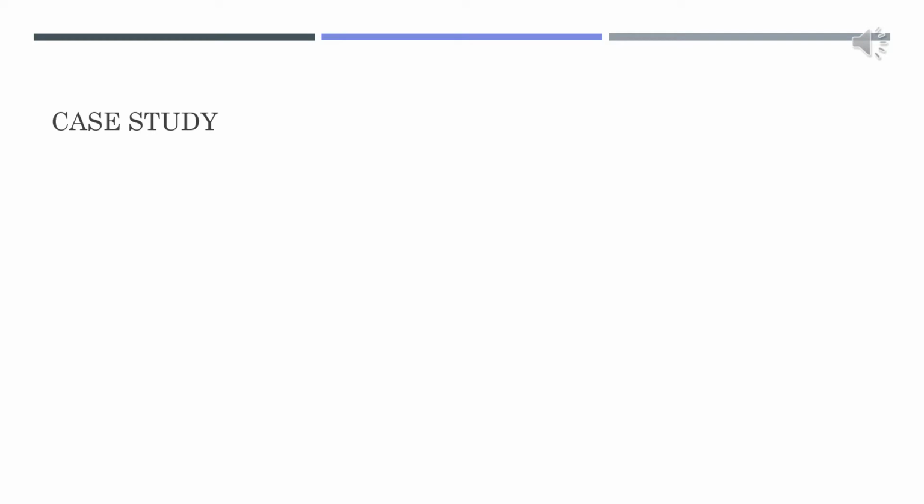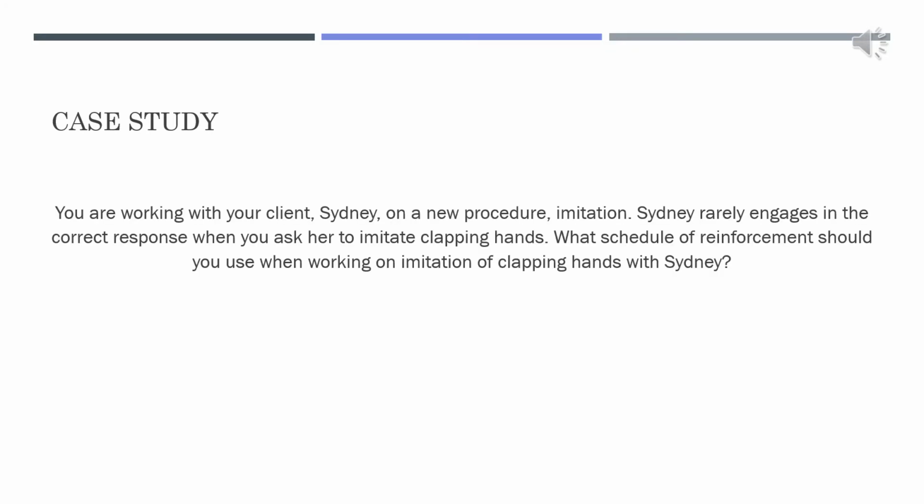Here is a case study. Make sure to write this question down on your homework packet. You are working with your client Sydney on a new procedure that involves imitation. Sydney rarely engages in the correct response when you ask her to imitate clapping hands. What schedule of reinforcement should you use when working on imitation of clapping hands with Sydney?